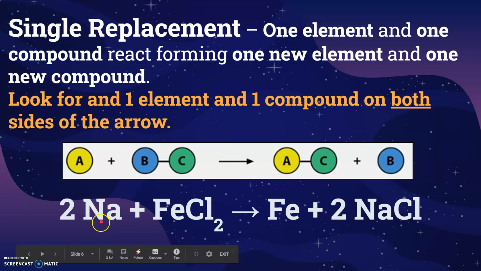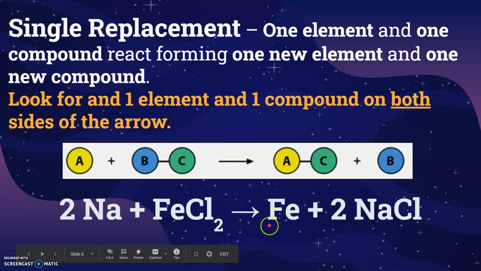So here we go. Na is our element, and then FeCl2 is our compound. Now look what happened. Now the Na is where the Fe was. They switched or replaced each other. Fe is alone. And now we have the new compound, salt, NaCl, and the new element.